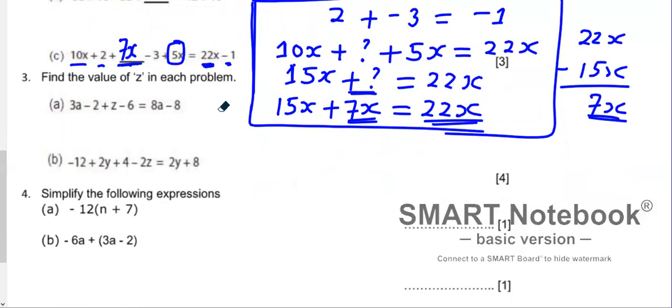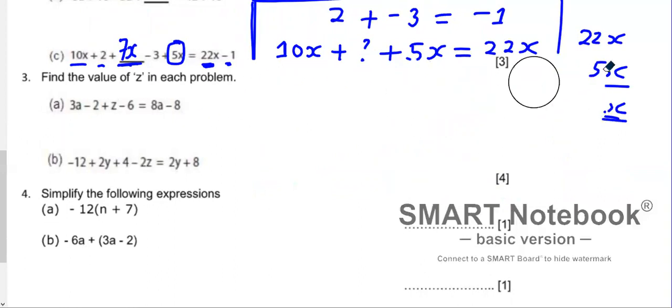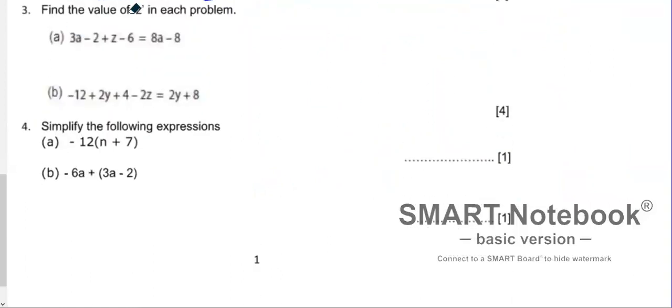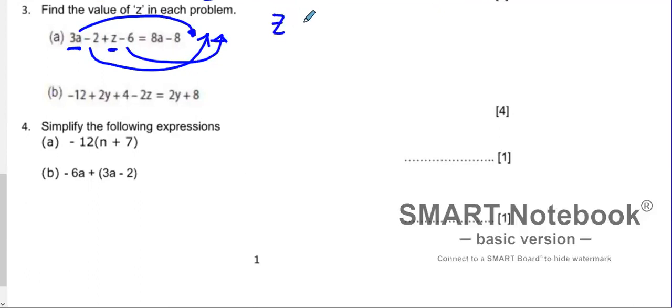Otherwise, let me erase somewhere there so that I can get a space for question number 3. Question number 3 says, find the value of z in each problem. Z is here. So we are supposed to find the value of z, meaning that the 3a will be shifted to the right-hand side. The negative 2 will be also shifted to the right-hand side. So in other words, everything will be shifted to the right-hand side, leaving z exposed on the left-hand side.